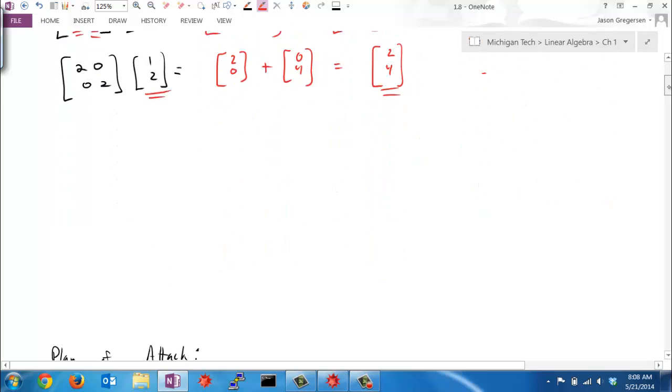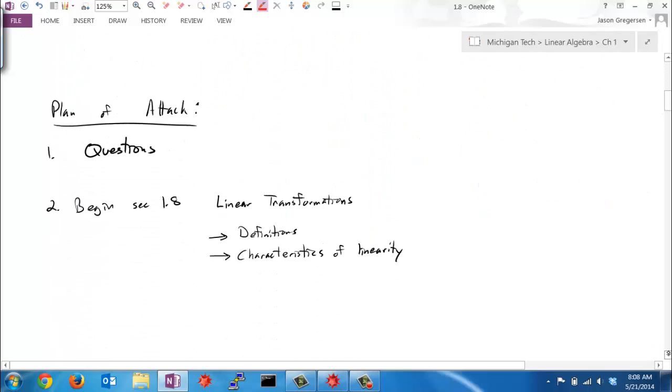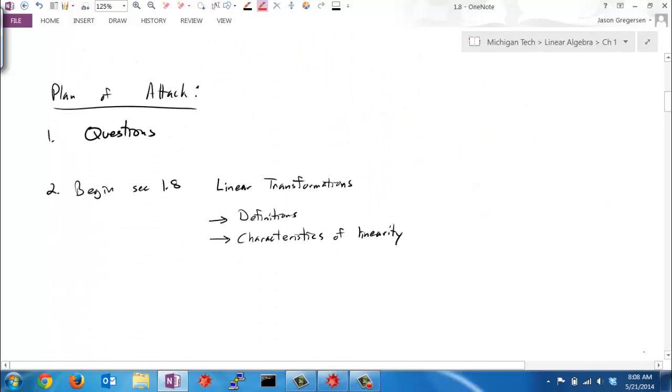All right. Moving forward here. Our goal is to take any questions you might have from the previous section, any questions from the homework or from anything else. After that, we're going to get into section 1.8. We'll talk about linear transformations. There's going to be a whole lot of definitions associated with that, so hopefully you read through the section. We can just go through those and make sure that we're comfortable with the definitions. After that, we're going to talk about the key characteristics of linearity, and then hopefully we'll have some time for some Mathematica applications.